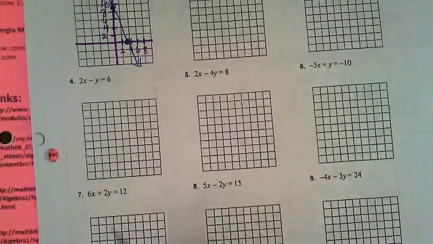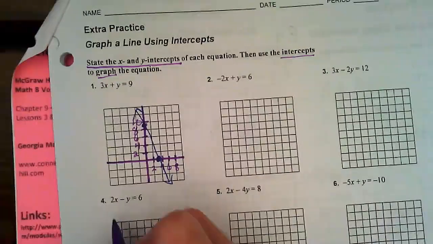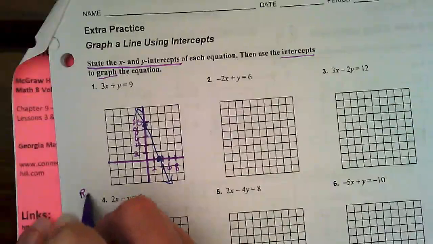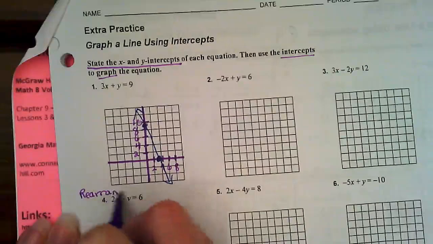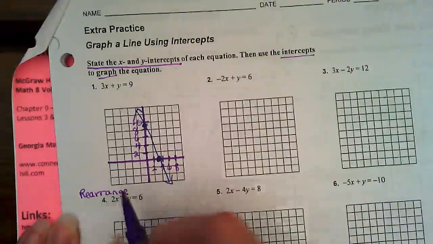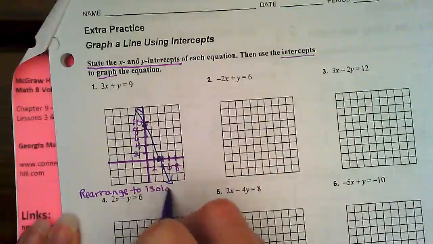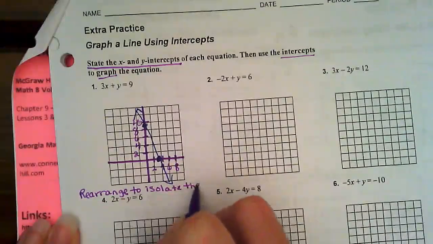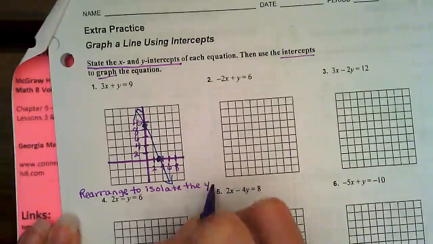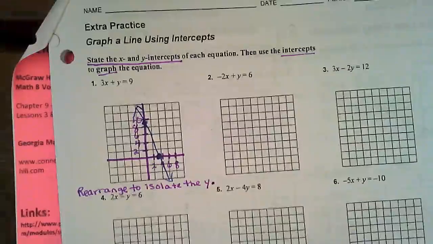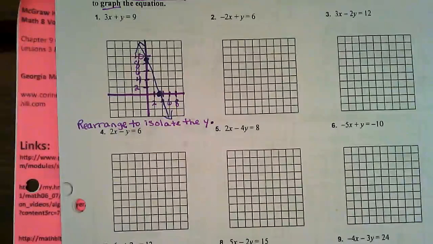Now, when you do numbers 4, 5, and 6, I'm going to change the directions for these just so we are practicing both of the skills that we've worked on this week. So with 4, 5, and 6, let's rearrange to isolate the y. So we're going to follow those directions, and so I'm going to work an example with you for that one as well. Let me fold my paper here.